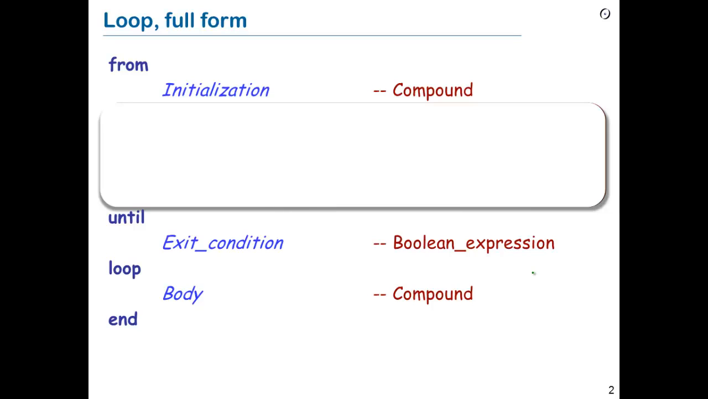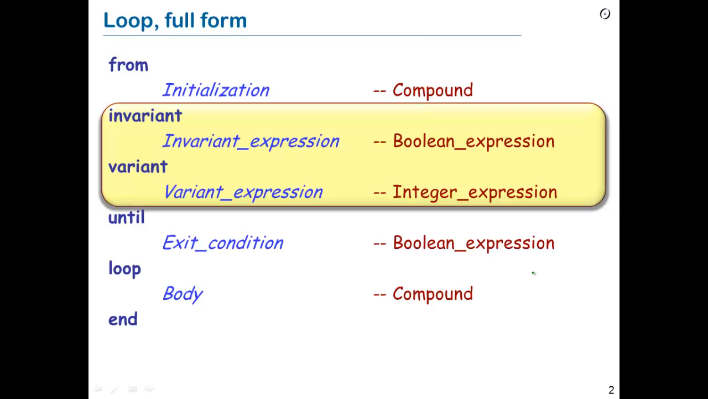Syntactically, the invariant appears here. We've seen the basic form of the loop, but if we want to have the full form, it includes an invariant and a variant. The variant will be seen in the next lecture. It allows us to check that the loop terminates, and the invariant appears just after the from clause, and it enables us to check that if the loop terminates, then it fulfills its intended goal.